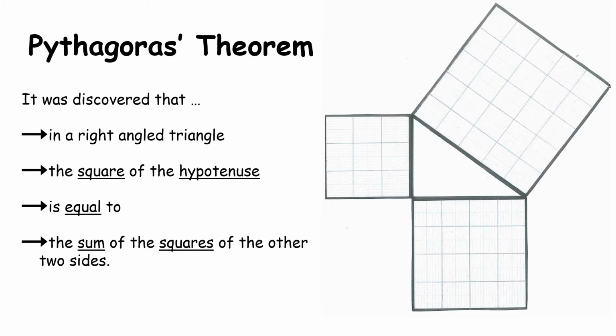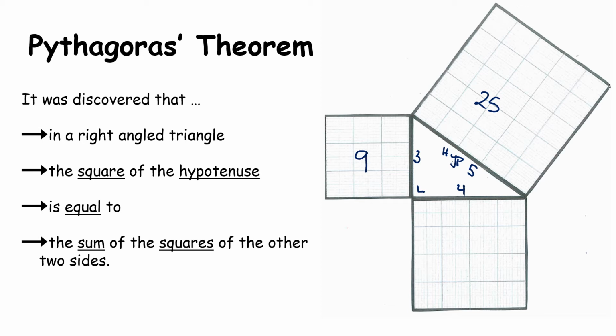So Pythagoras' theorem. What he discovered was that in a right angle triangle, the square of the hypotenuse is equal to the sum of the squares of the other two sides. So let's take a look at this. Here's my hypotenuse, my longest side. Here's my right angle. The length of this side is 5, and if I drew a square, which is 5 by 5, it would have an area of 25. The other two sides have a length of 3 and 4 respectively.